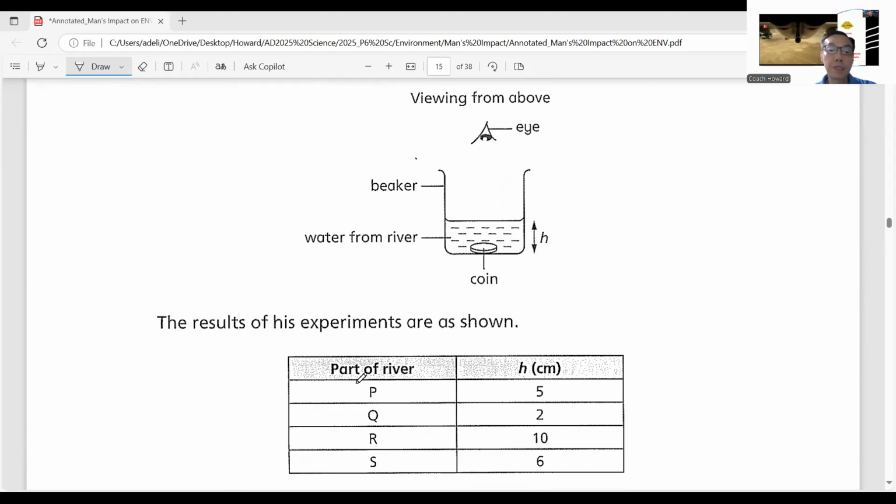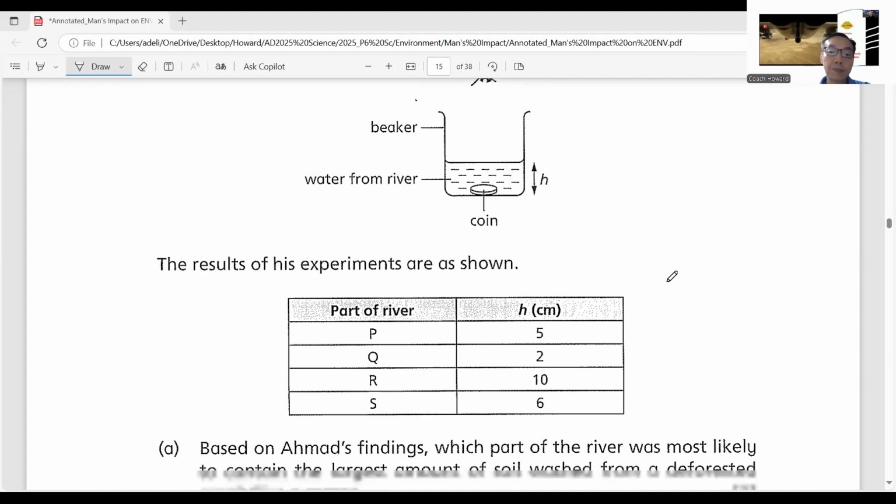So they are using water from 4 different rivers. The greater the number means the clearer the water. Because, for example, for part R, you can see the coin at a height of 10 centimeters. Whereas for Q, you can only see the coin at 2 centimeters. So from here, we know that the water from part Q is most polluted.